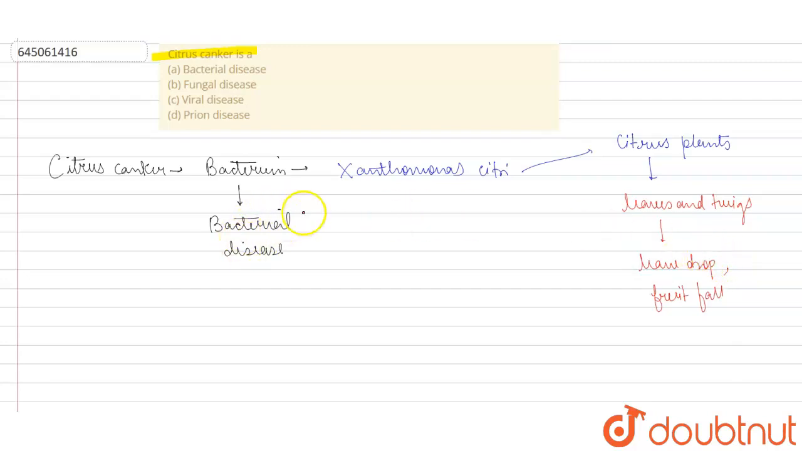So we can say that it's a type of bacterial disease. It means option A is correct, while option B, C and D are incorrect. I hope this answers your question, students.